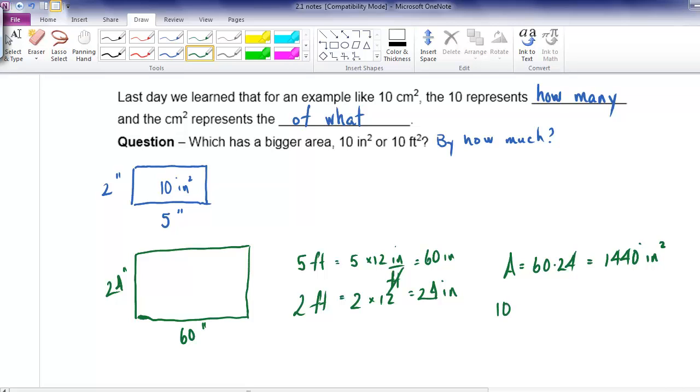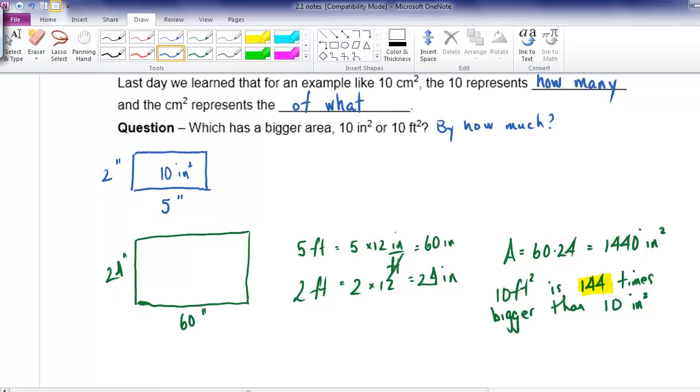So 10 square feet is 144 times bigger than 10 square inches. Now, I'd like to ask you a question and think about it and bring it to class next day. Is there anything special about 144 in this question? So think about that. That's what we're going to start off with in class. 144, is that just a random number, or does that have more meaning?